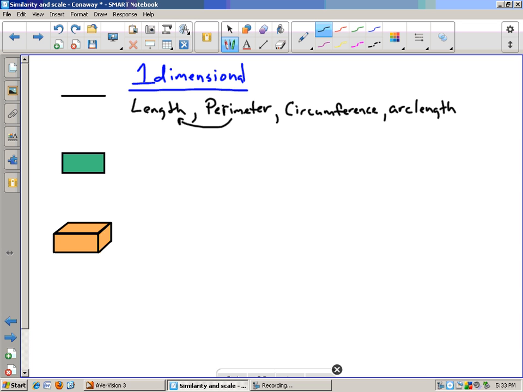Those will get scaled up by a factor of k to the 1 power. So if I have an object before and after, then the perimeters should be scaled up by a factor of k to the 1. The circumference should be scaled up by a factor of k to the 1. The lengths of all sides should be k to the 1. So what are some two-dimensional measurements?